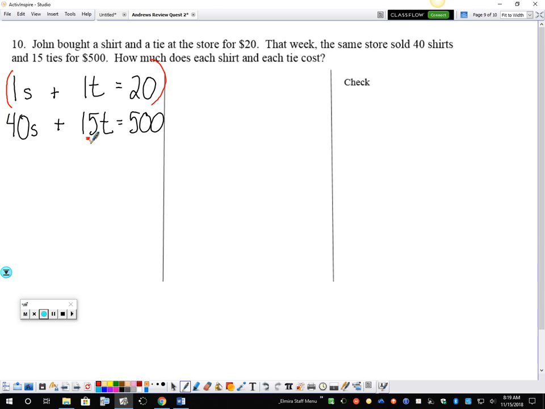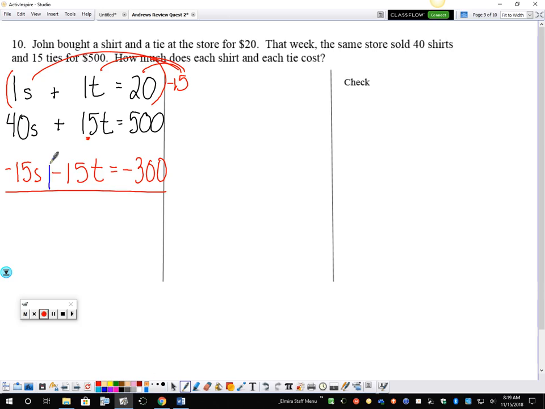-15. And I'm going to put the -15 on this side only because I haven't left myself room on the left-hand side. Okay, so my first equation changes. I distribute that -15 to be -15s minus 15t equaling -300. My second equation does not change, so I can just start working right now to cancel.